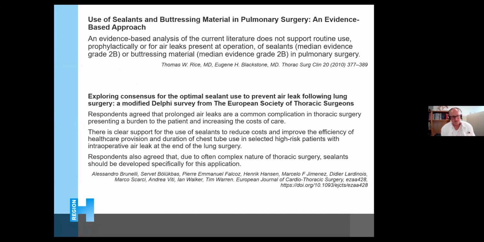You have discussed sealants in several of the presentations, and these papers have already been presented. There was an older one saying that it should not be used routinely on every patient, but in selected cases. And then the European Society of Thoracic Surgeons Delphi analysis has been presented already, saying from the European surgeons that there is a need for having some sealant available, and it should be a dedicated lung sealant. It should not be a vascular sealant.